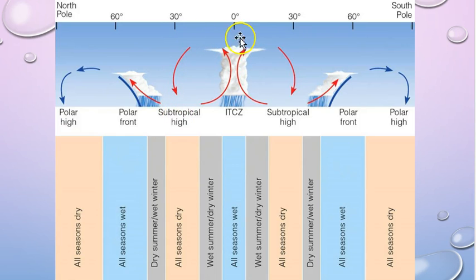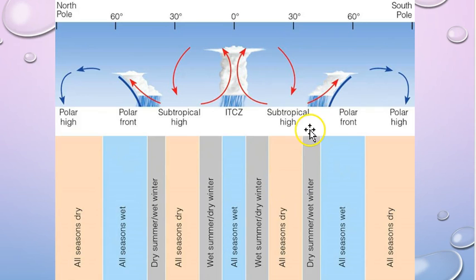It's going to sink back down in these subtropical areas, and that's why you're going to get these areas of high pressure, and you're going to be really likely to find deserts in these areas because that air is sinking downwards and pressing all that water close to the ground.